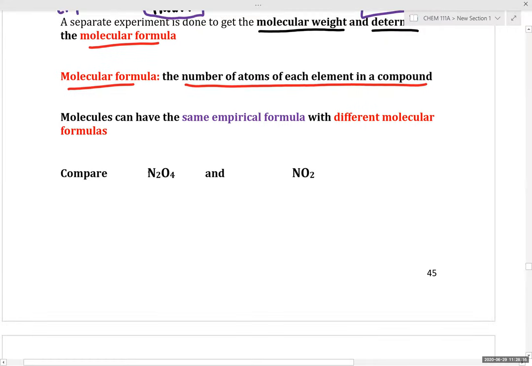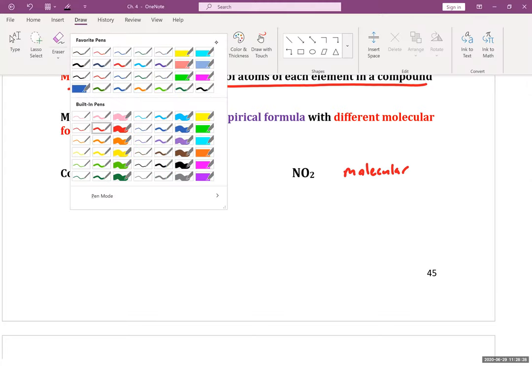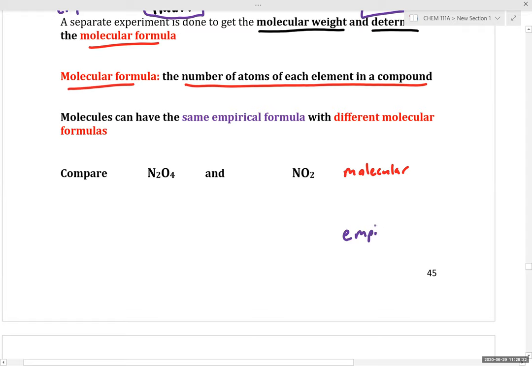So up here, we have our molecular formulas. We're looking at two different compounds, and we're given the molecular formulas. Now, if we think about the empirical formula for each of these compounds, for NO2, the empirical formula is NO2. Looking at N2O4, what would the empirical formula be for N2O4? What is the simplest ratio of atoms in N2O4?